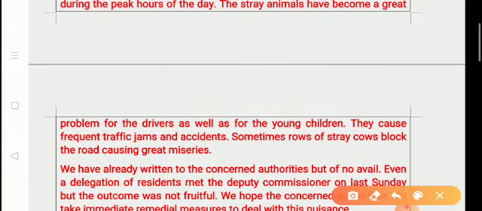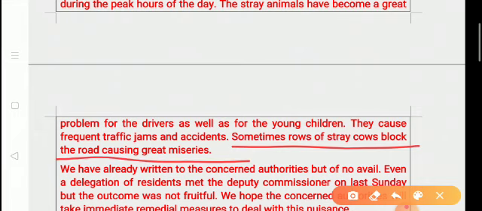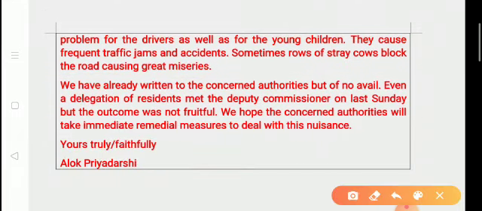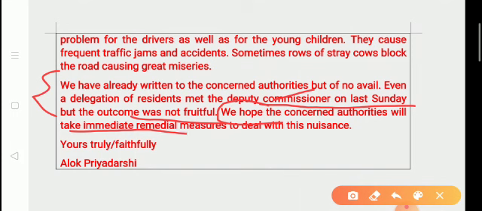Then you write your opinion, you write what you have done and what you want. We have already written to the concerned authorities, but of no avail. Even a delegation of the residents met the deputy commissioner last Sunday, but the outcome was not fruitful. So this is what you have done already, and then what you want from the concerned authorities, from the higher authorities. We hope the concerned authorities will take immediate remedial measures to deal with the nuisance.